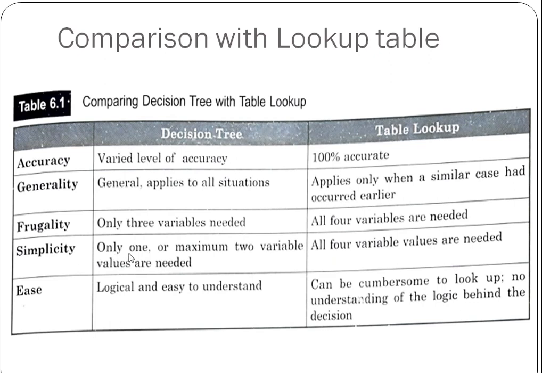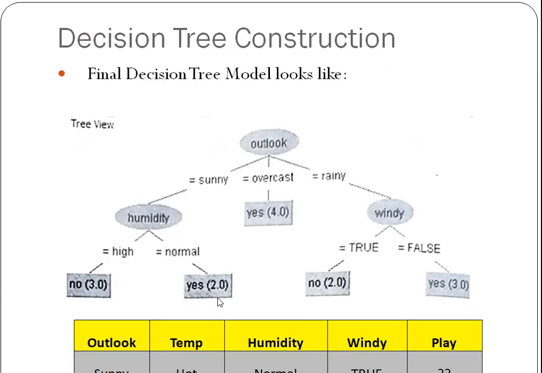Simplicity: only 1 or maximum 2 variable values are needed. So even if some values are missing, it can still make a prediction. But here, if any of the values is missing, it cannot do the prediction. And the tree is logical and easy to understand. So this is very easy to understand, right?